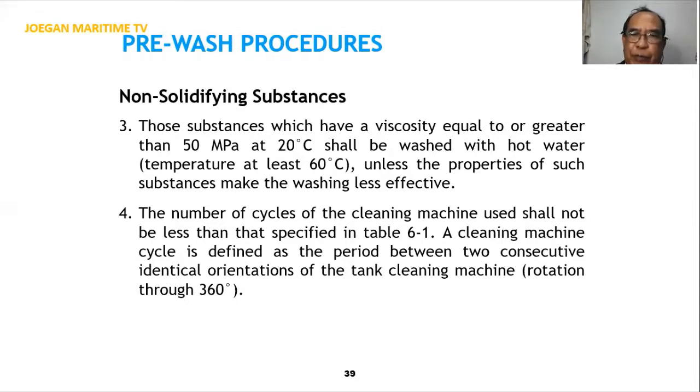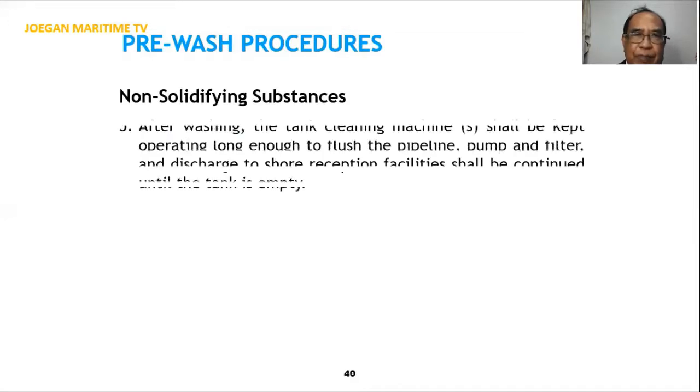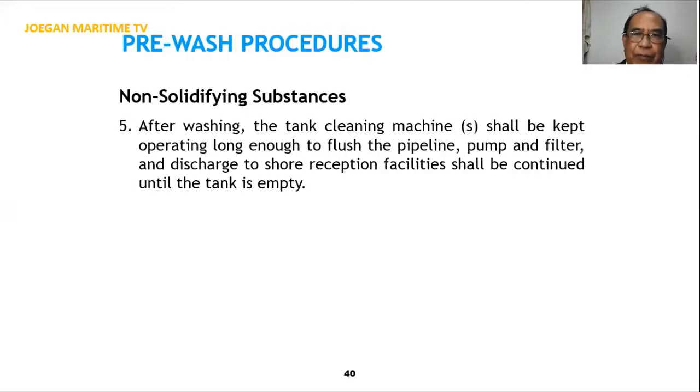Number four, the number of cycles of the cleaning machine used cannot be less than that specified in Table 6-1. A cleaning machine cycle is defined as the period between two consecutive identical orientations of the tank cleaning machine rotating through 360 degrees. Number five, after washing, the tank cleaning machines shall be kept operating long enough to flush the pipeline, pump, and filters, and discharge to reception facilities shall be continued until the tank is empty.